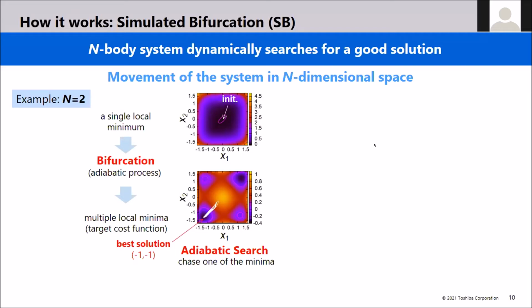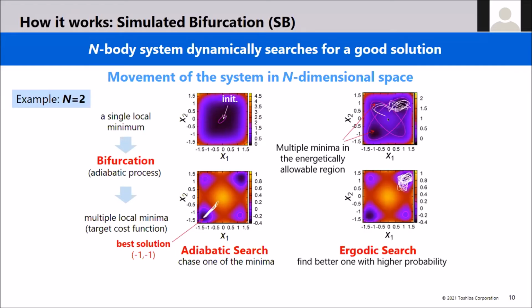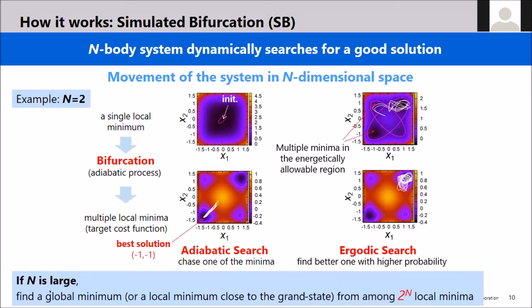Moreover, SB is not a local search. If there are multiple minima in the energetically allowable region, the system can find the better one with better probability. This mechanism is called ergodic search. If n is large, SB finds a global minimum or a local minimum close to the ground state from among 2 to the power of n local minima.